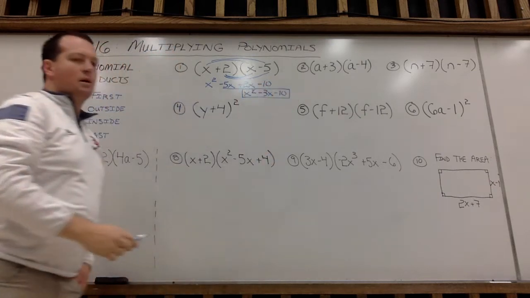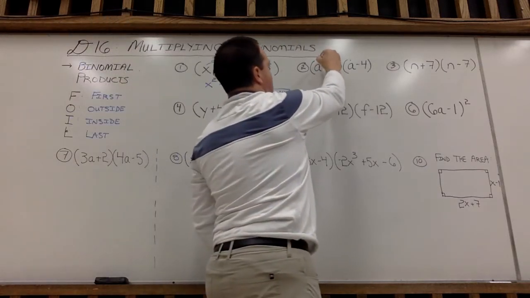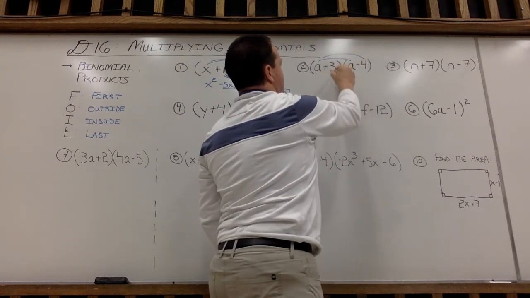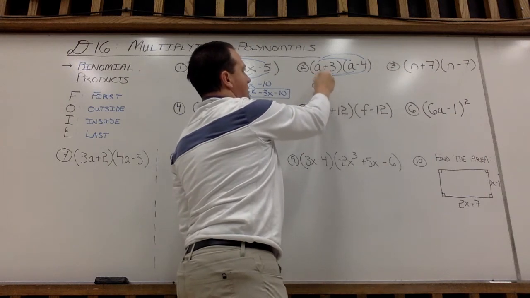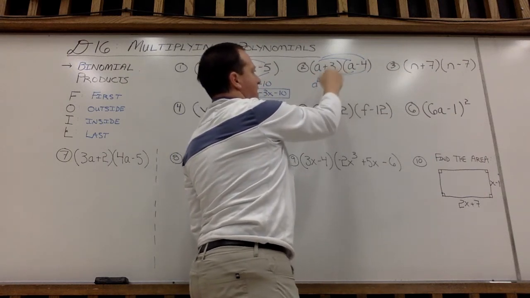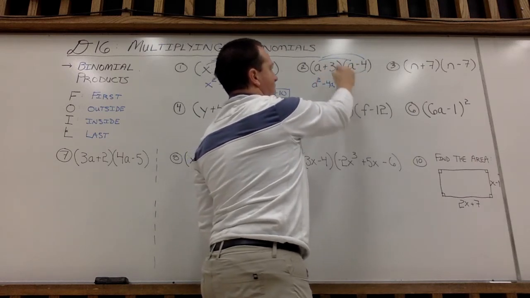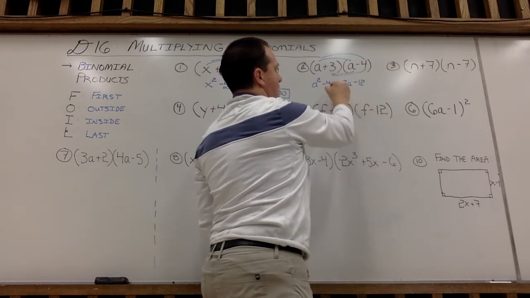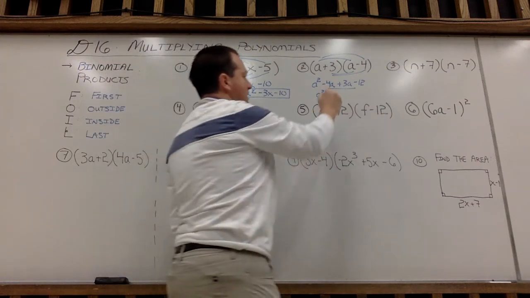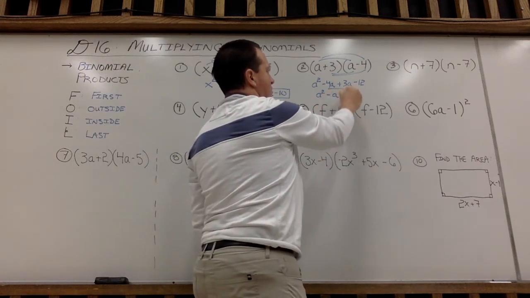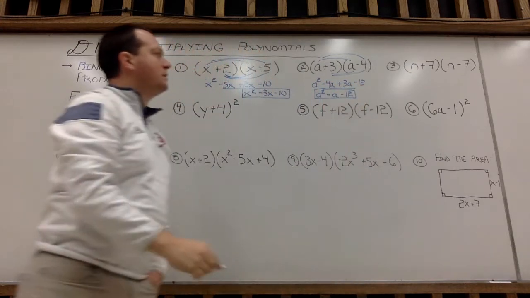I know you've seen this, so we can fly on and just do our quick little refresh. Example 2, I'm going to multiply first, outside, inside, last. A times a gives me a squared. A times -4, -4a. 3 times a, 3a. And then 3 times -4 is -12. My like terms there in the middle, -4 and 3 gives me -1a, or just -a. And then numerically I have -12.